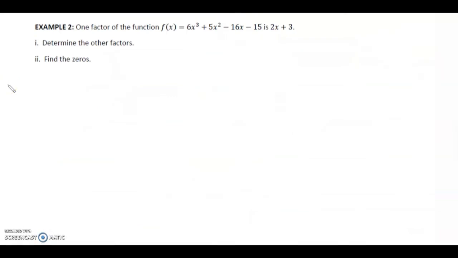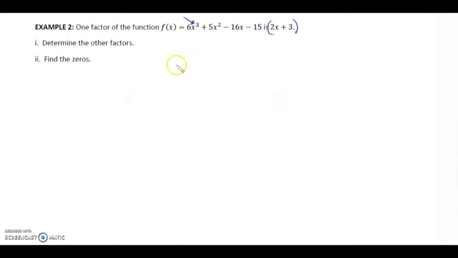Example 2. One factor of this function, f at x equals 6x cubed plus 5x squared minus 16x minus 15, is 2x plus 3. Number 1 is asking us to determine the other factors. Up until this year we could use the factor theorem, but we haven't gotten into that yet.